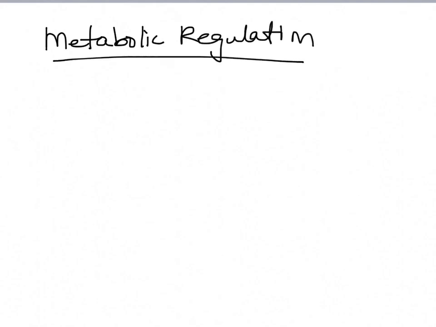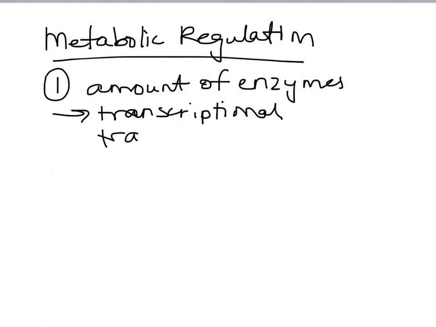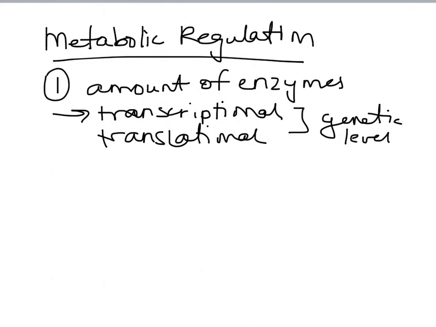For metabolic regulation, there are three main modes of metabolic regulation. We can control the amount of enzyme, and this comes from transcriptional control and translation. So this is on the genetic level. And this can often be turned on and turned off by intermediates.